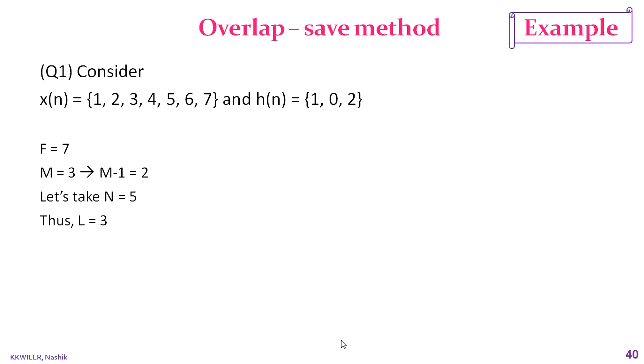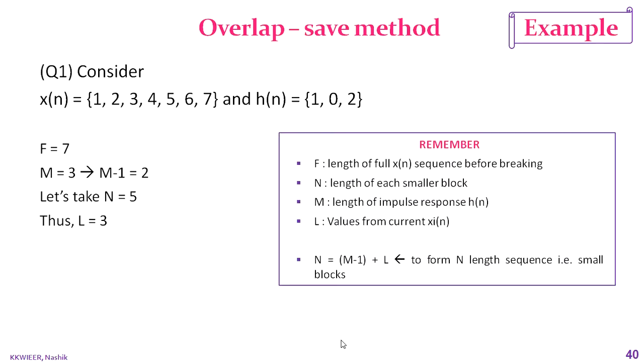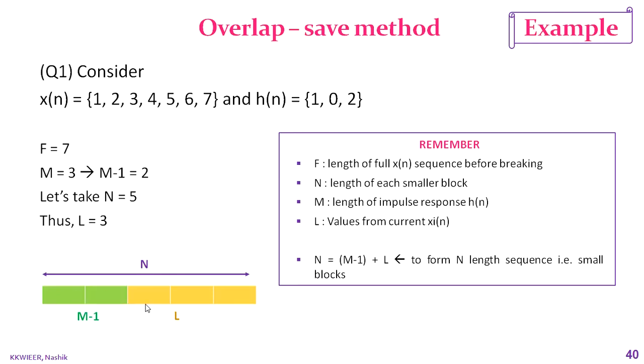Now as we have decided all the notations, let us write the values for it. The full length f is equal to 7, m will be 3, impulse response is having 3 samples, so m minus 1 will be your 2. Let us take n is equal to 5, so your L will be n minus m minus 1, so that will be 3. So this is a total n sequence which will consist of 2 m minus 1 blocks and 3 L blocks.